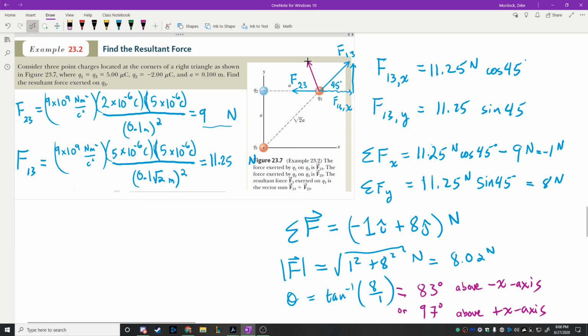This would kind of be more like there, I think. Because we're adding together this vector.